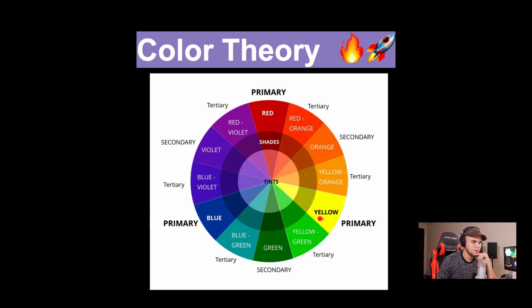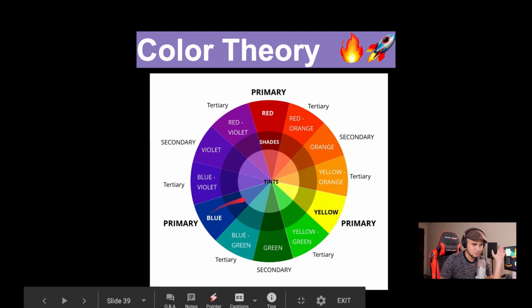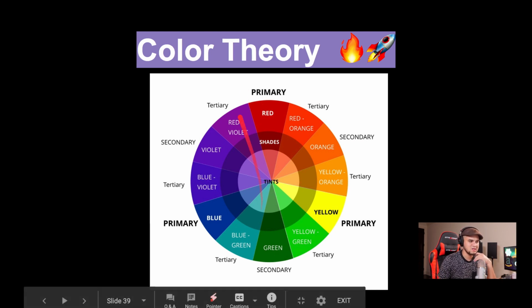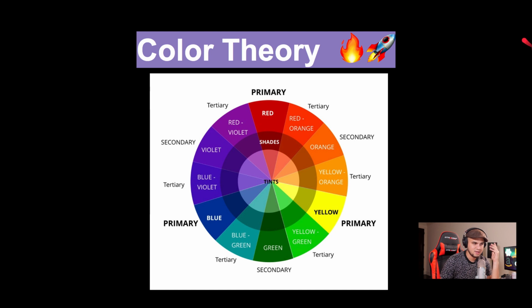So for example, the opposite of yellow is going to be violet or purple. That's why these are put together. The opposite of blue is going to be orange. That's why these are put together. The opposite of red is going to be green. That's why these are put together. Same with here. So yellow green, the opposite of this is going to be red violet. So if you guys are doing designs, if you guys are looking at color palettes, always have color theory in mind.